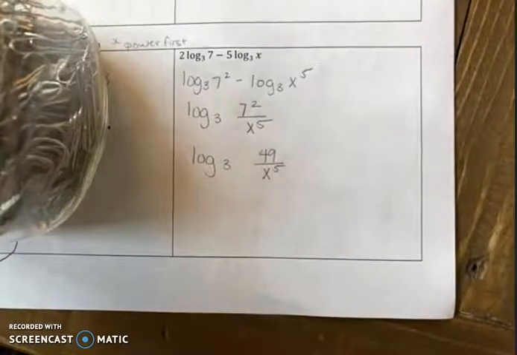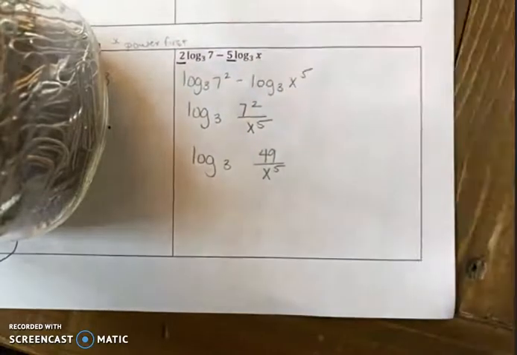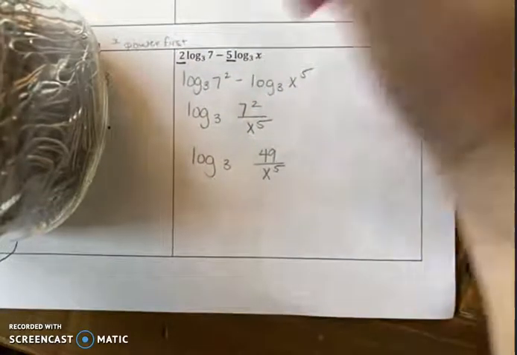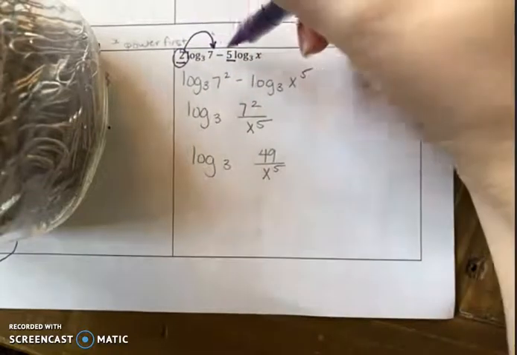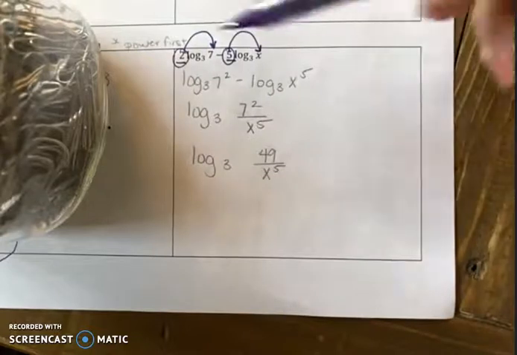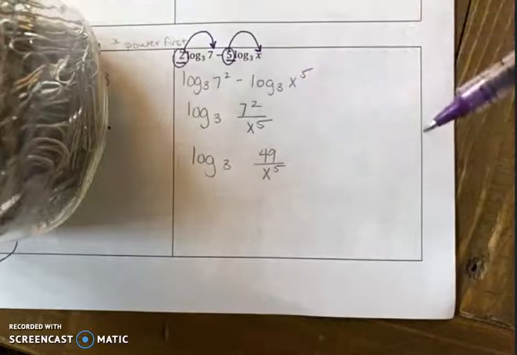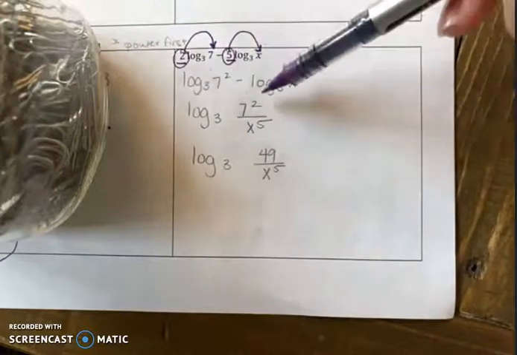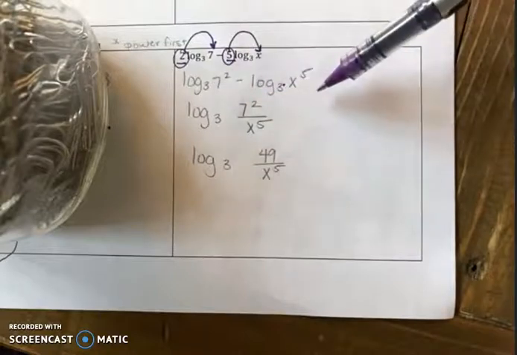I know that there's a power if there's a coefficient out front, so I see there's a 2 and a 5 in front of the logarithms. So this 2 is going to become the power of 7, and this 5 is going to become the power of the x. So it's log base 3 of 7 squared minus log base 3 of x to the 5th power. Now these both have a log base 3, so I can condense it.